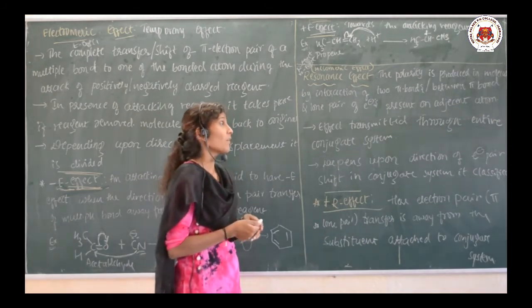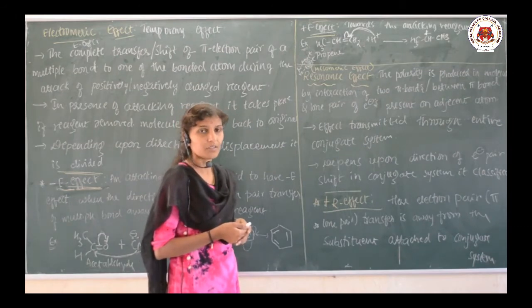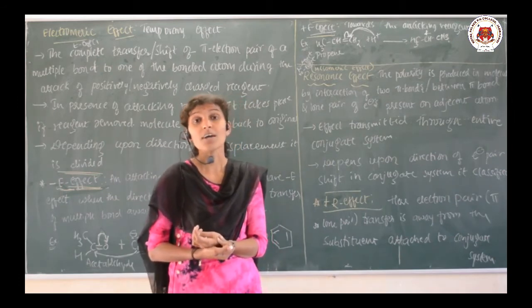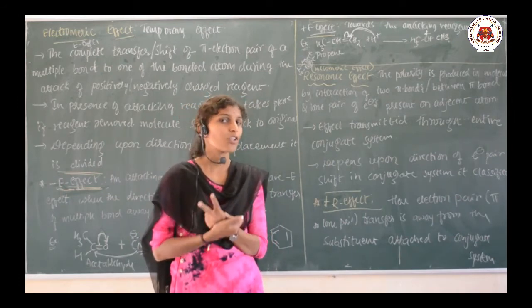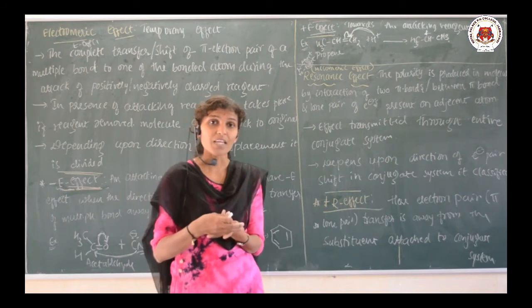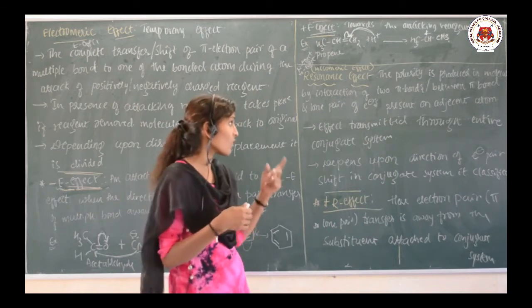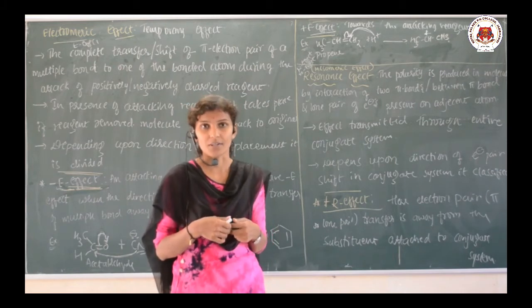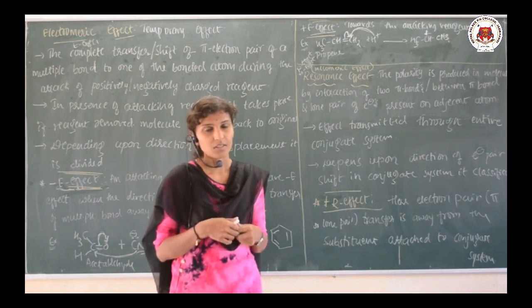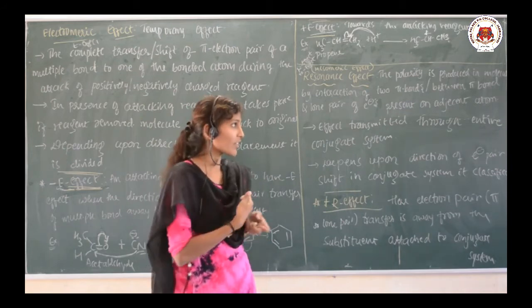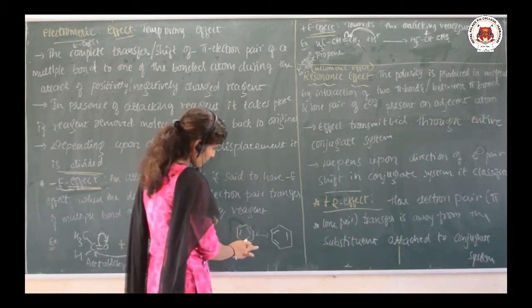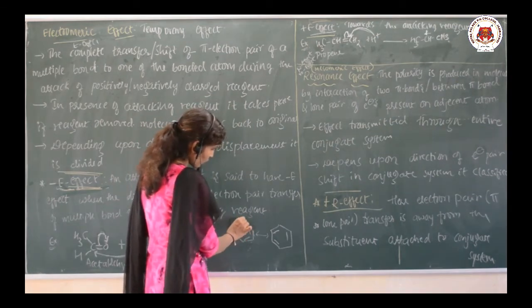See here, the resonance effect is nothing but the generation of polarity in the molecule. How is it generated? Either by the interaction of two pi bonds, or by the interaction between a pi bond and a lone pair of electrons present on the adjacent atom. So, that is what the resonance effect definition is. Clear?